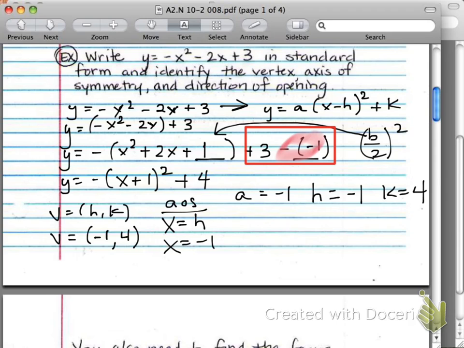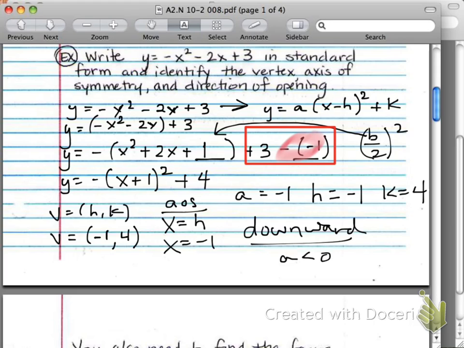And then finally our last one we already talked about, it is going to open downward. Why is it going to open downward? Because A is less than 0, or A is negative. Very good. So it all just depends on A. You could just say whether it's negative or positive.